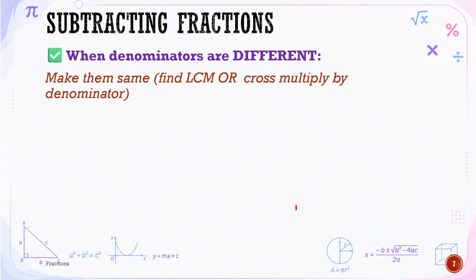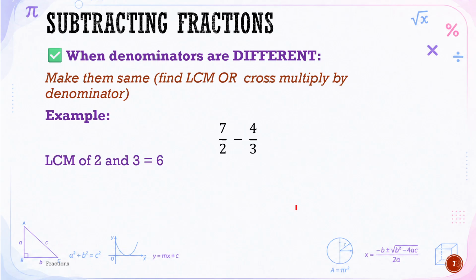Similar to what we did for addition of fractions, we are going to make the denominators the same. Again, you have a method of using LCM and a cross multiplication by denominator. For this example, let's say we have 7 by 2 minus 4 by 3. Look at the denominators, they are different, 2 and 3. So we'll identify the LCM of 2 and 3, that is 6. Now we would convert each fraction using this LCM. So 7 by 2 gets converted into 21 by 6, and 4 by 3 is going to get converted into 8 by 6.